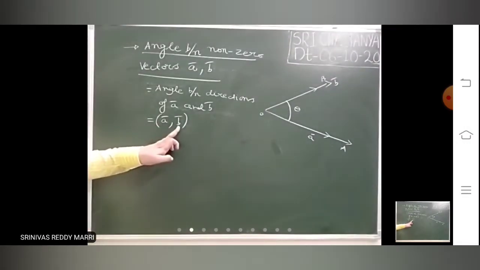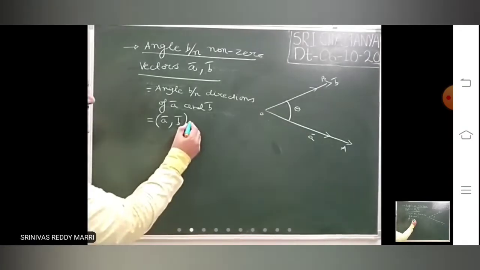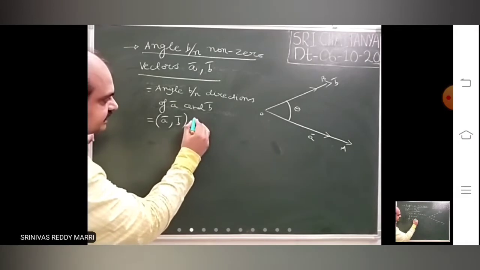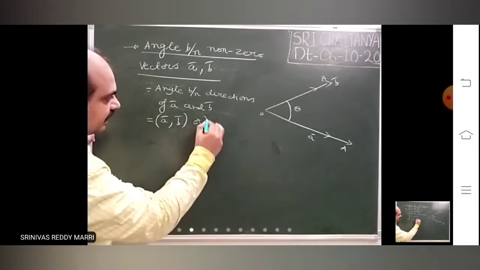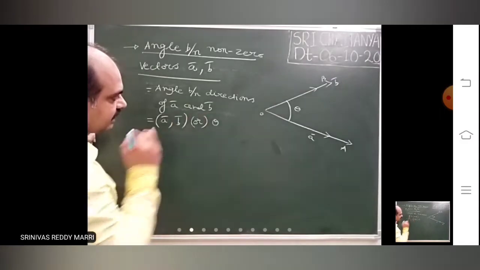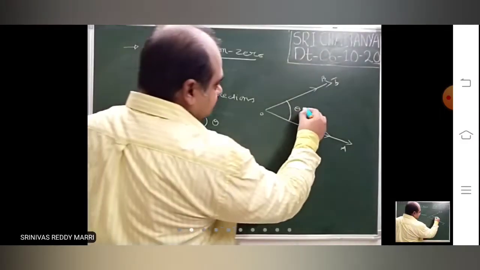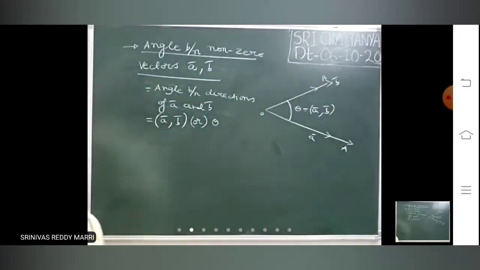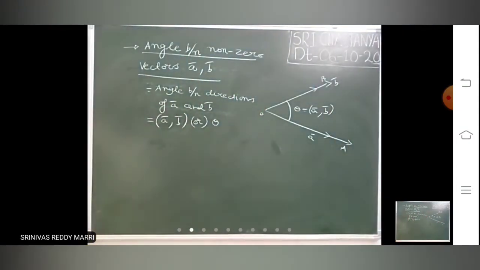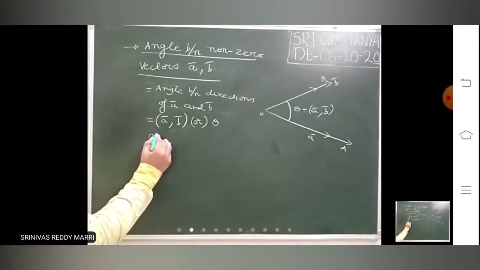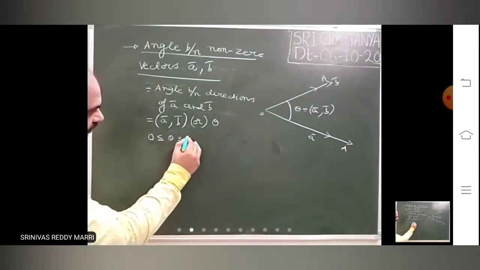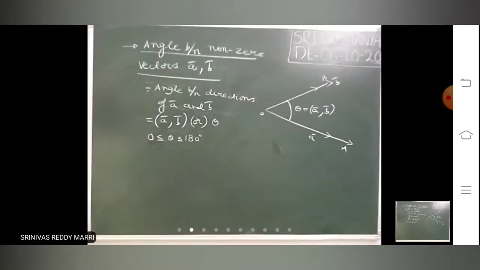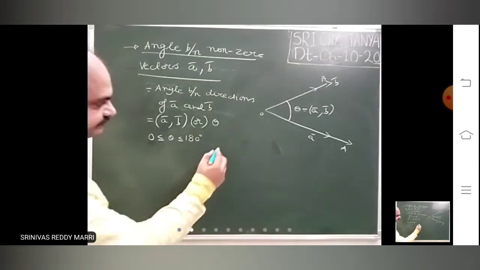In the bracket, just like an ordered pair, a bar comma b bar written means this is nothing but the angle between a bar and b bar. It is denoted by a bar comma b bar or theta. So it is denoted in both ways. Always this angle lies between 0 and 180 degrees.